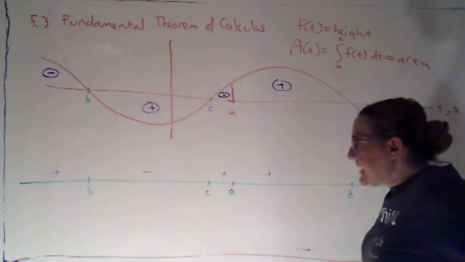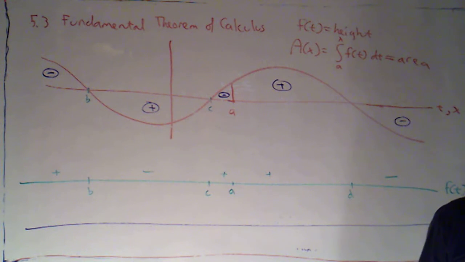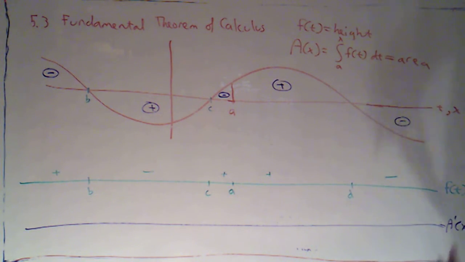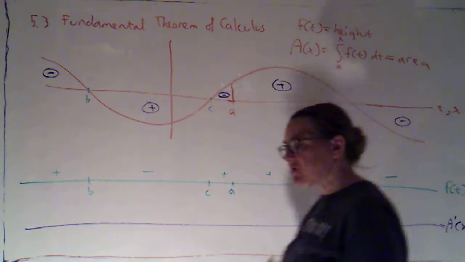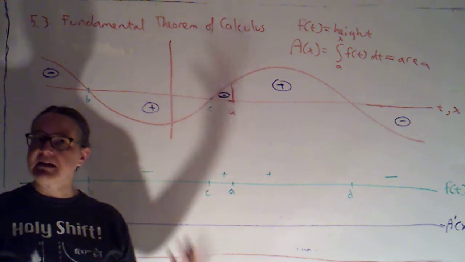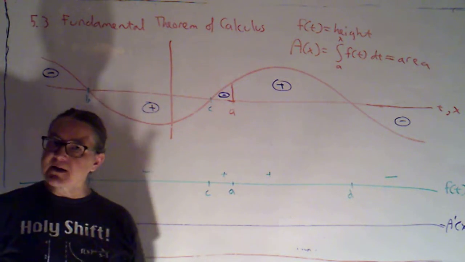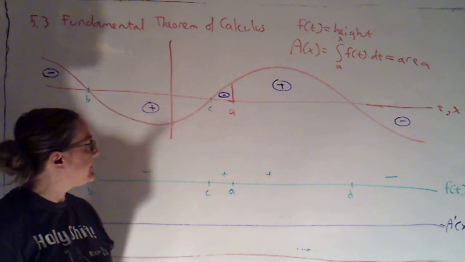Now, what I want to look at is how the area changes. So I want to look at A prime of x, supposing that the area function is differentiable. I just want to see, is area increasing, which would make its derivative positive, or is area decreasing, which would make its derivative negative?